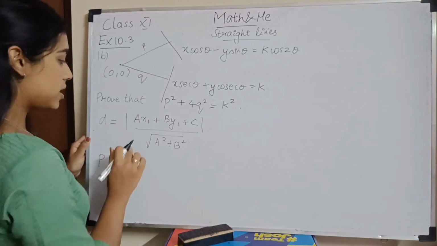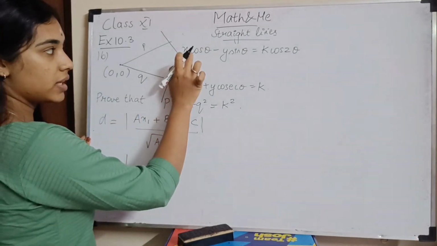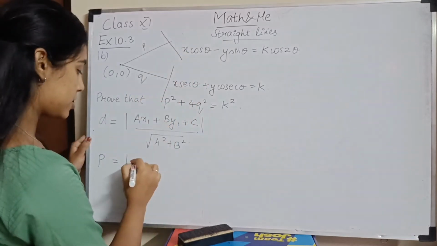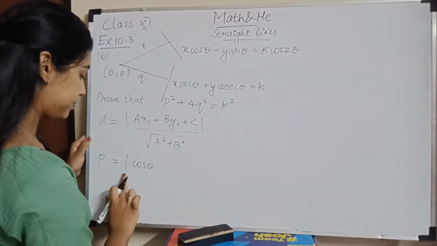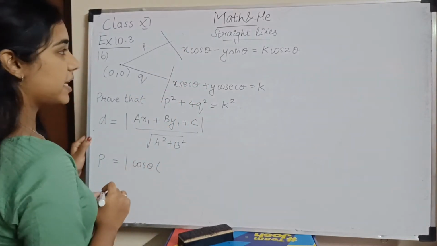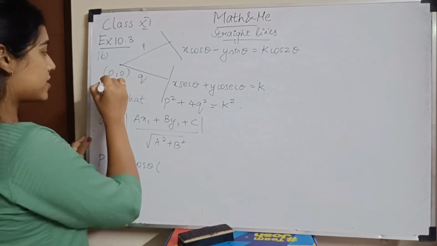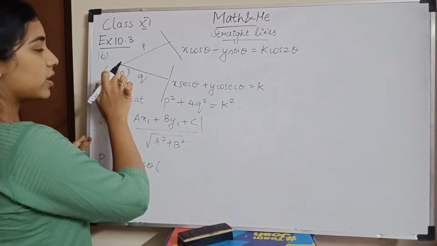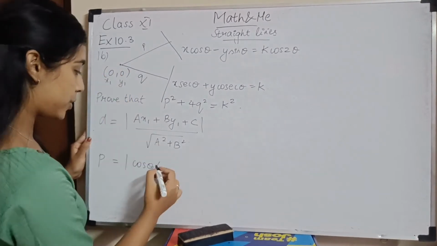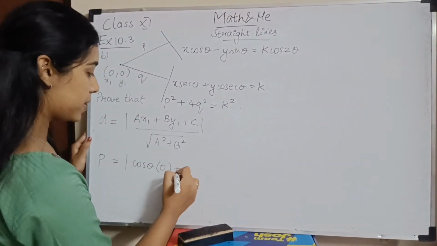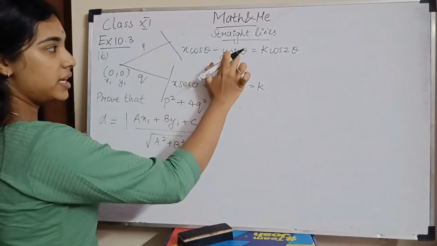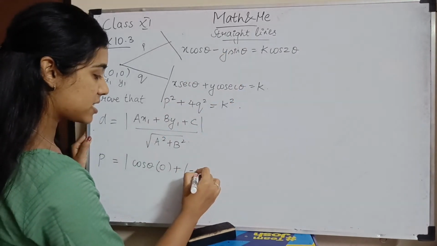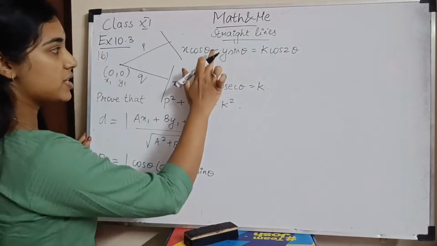equals, what is my a? It is the coefficient of x, which is cos theta times x1. What is my x1? So this is my x1 and y1 for both the equations because both come from the origin. So x1 is 0, plus b times y1. What is my b? It is minus sin theta. You see there is a minus here.